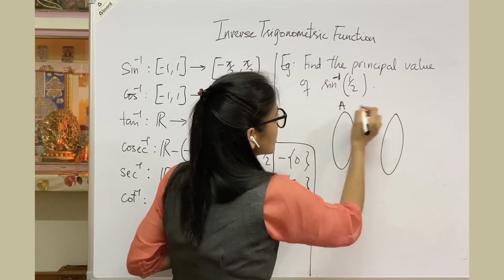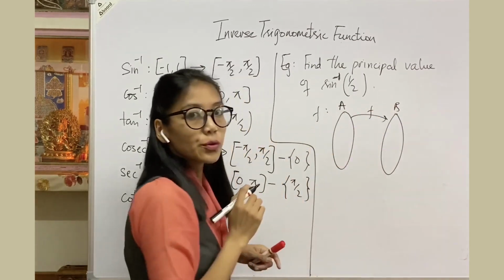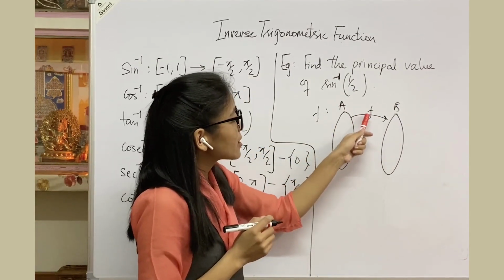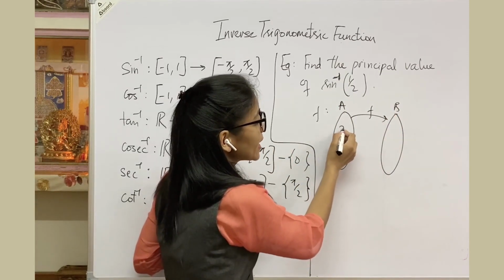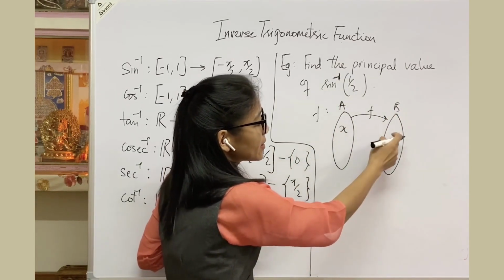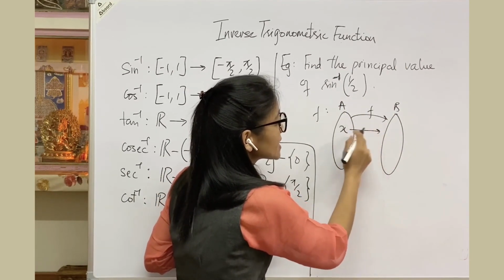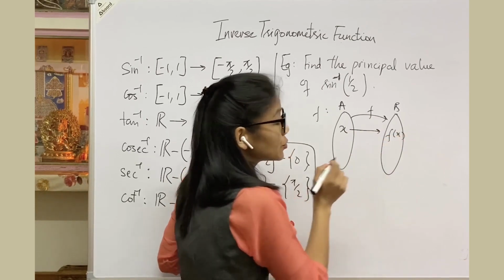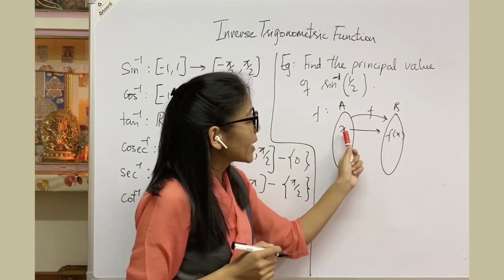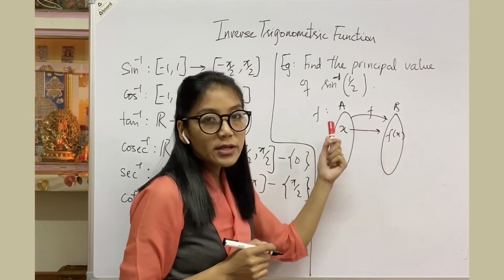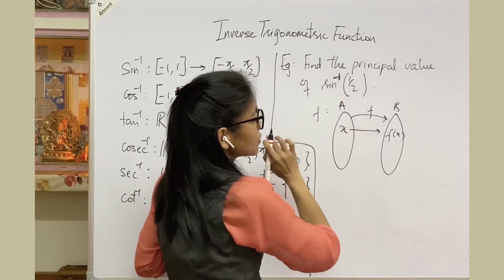Let me take a function f which is from set A to B. Then what do we have? If I take any element in set A, I get an image here in set B, which is denoted under function f. So we write f of x. You remember? When we write f of x, it means it is the image of x under function f. So now here my function is sine inverse.